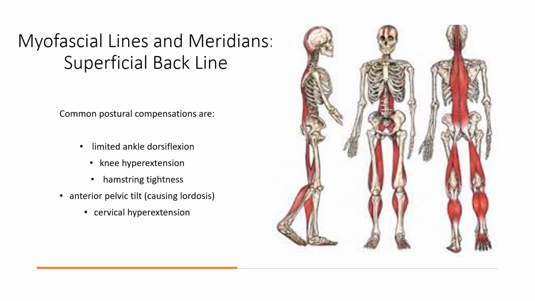With the superficial back line then, some of the postural compensations, we're going to look at them from a muscular perspective in another lesson, but some of the postural compensations that may occur are limited ankle dorsiflexion, so tight calves, the prime cause of that, knee hyperextension, hamstring tightness, an anterior pelvic tilt, which you already know about from previous lessons, and cervical hyperextension.